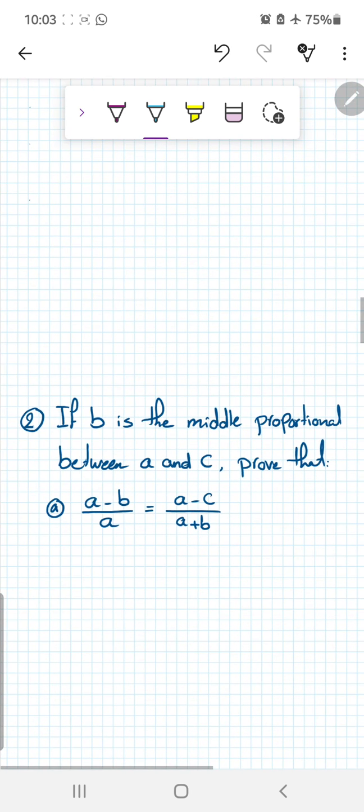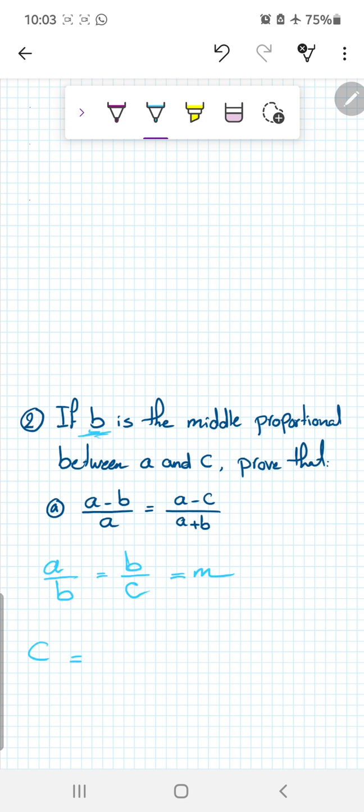Number 2. If B is the middle proportional between A and C, so here we repeated B, so here we have A over B equals B over C equals M. As we said, start from the last. B equals CM and A equals CM power 2.